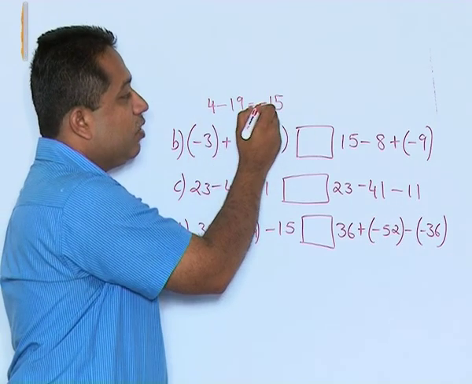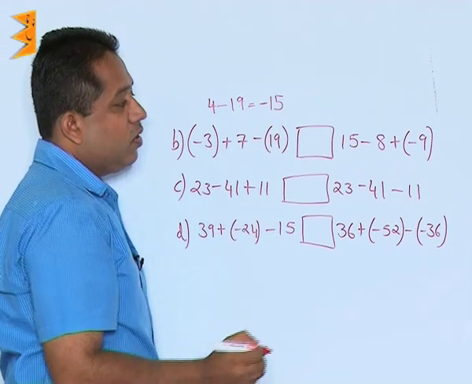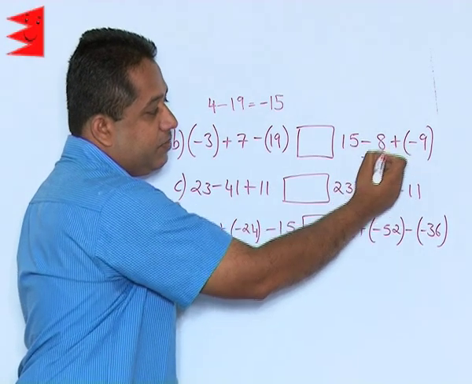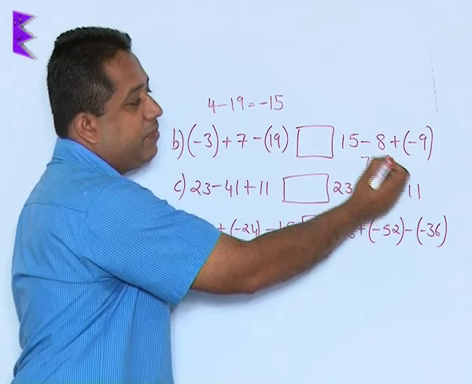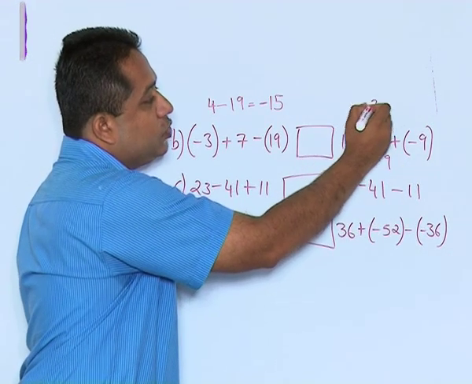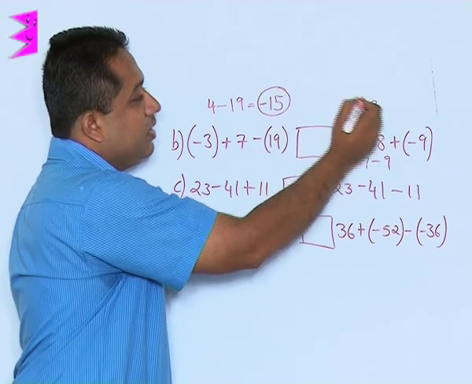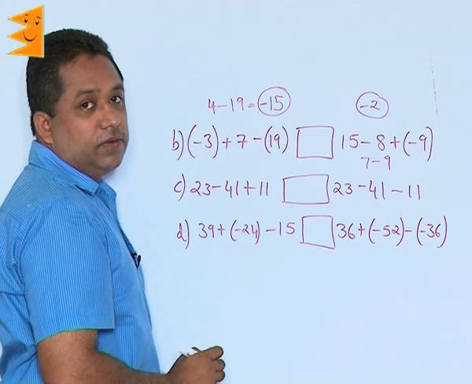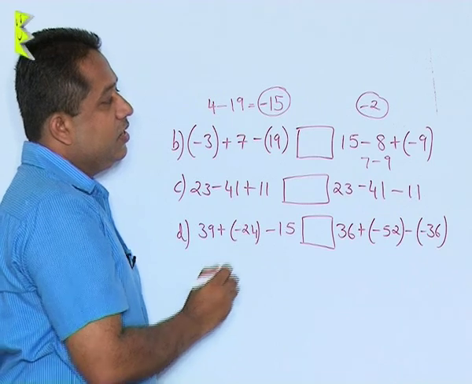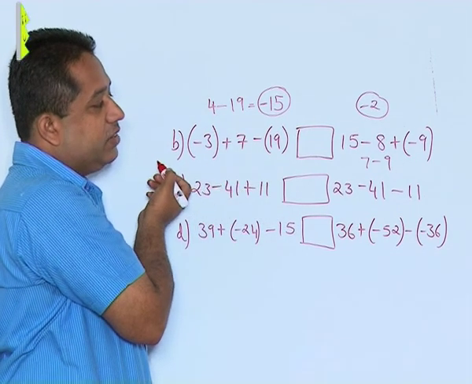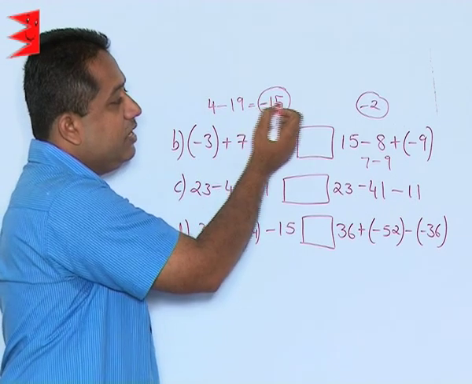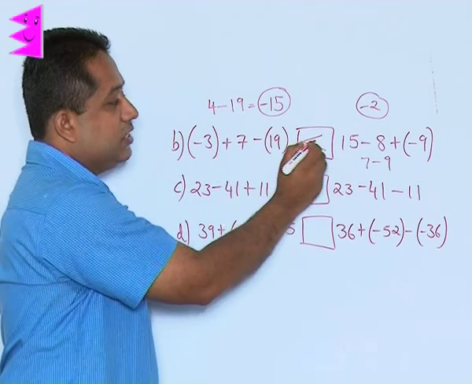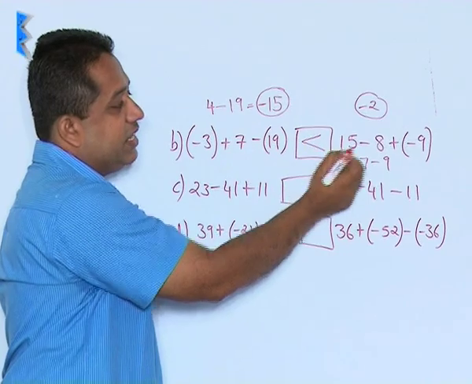So, this symbol is of utmost significance here, otherwise the question will go wrong. Now, 15 minus 8, RHS, is going to give us 7, and there is a plus and minus here, so that becomes minus. So, we are actually having 7 minus 9. Now, 7 minus 9 is minus 2. So, LHS we are having minus 15, RHS we are having minus 2. Now, is minus 15 bigger or minus 2 bigger? As discussed earlier, as we move to the left on the number line, the value keeps decreasing. So, minus 15 is less than minus 2. Minus 2 is greater than minus 15. So, the answer to this will be LHS less than the RHS.